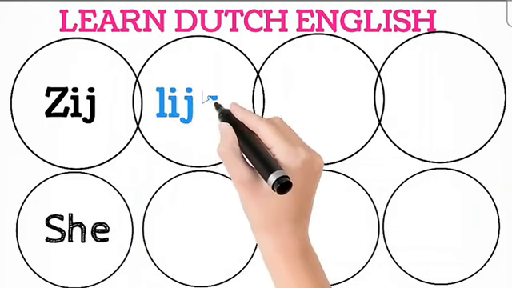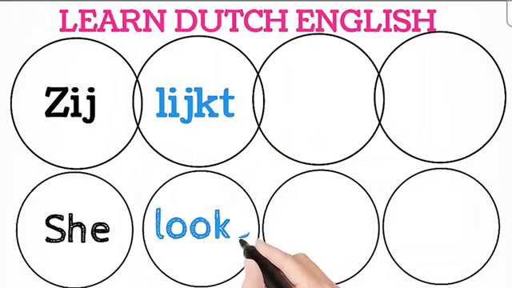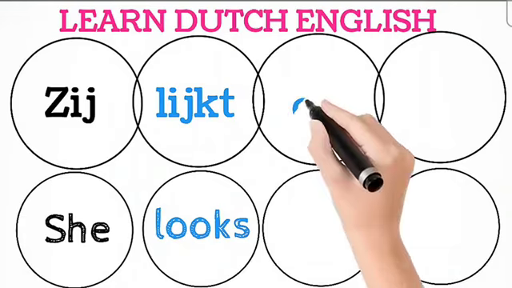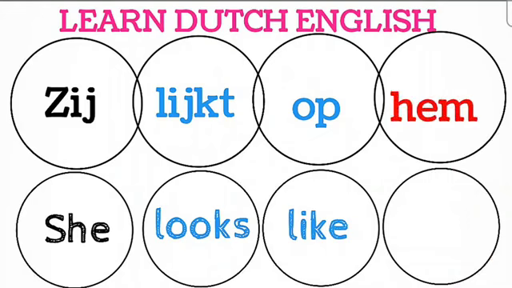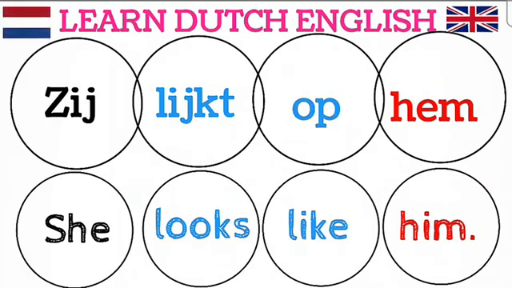Zij, she, lijkt, looks. Op, met de lijkt op, looks like. Hem, that means him. Zij lijkt op hem. She looks like him.